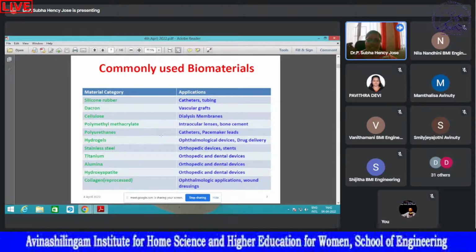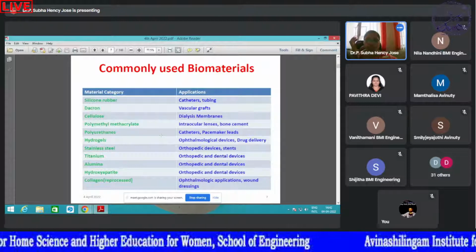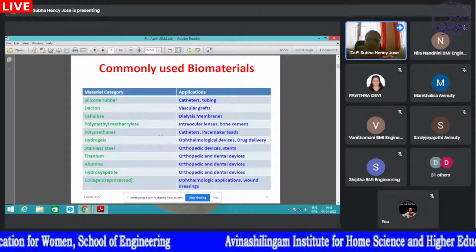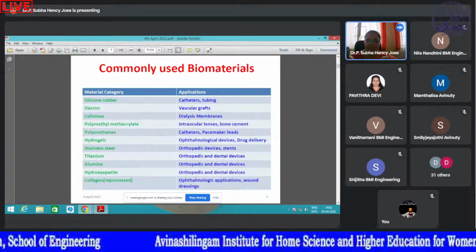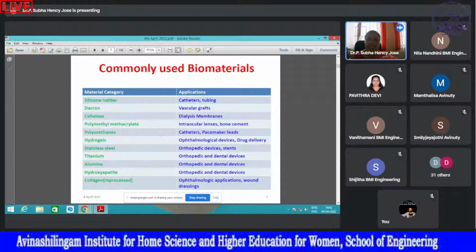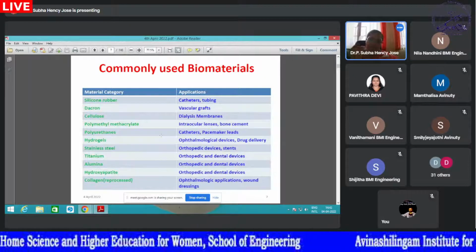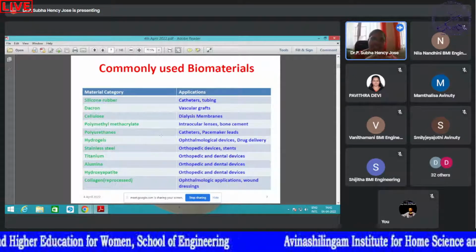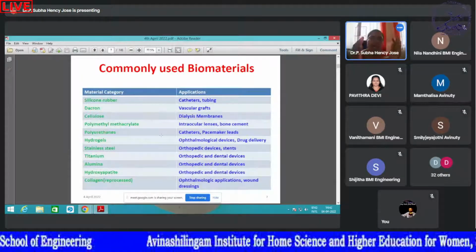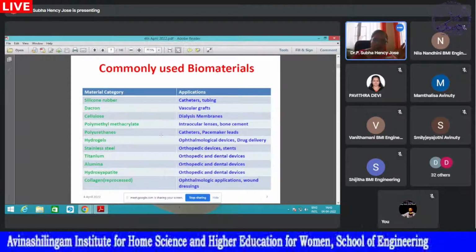And you have the vascular grafts. Dacron is being used, cellulose for dialysis membrane, and intraocular lens, a contact lens. And then you have the bone cement, and then you have the catheters, pacemaker leads, and various orthopedic devices, dental devices, and wound dressings. You know that for dressing also we make use of certain materials, right? Sutures, when you want to put sutures also, that material. So all these materials have to be properly processed and properly used.